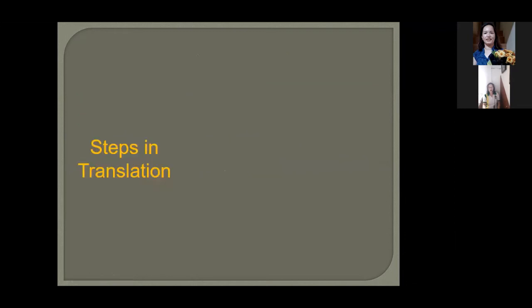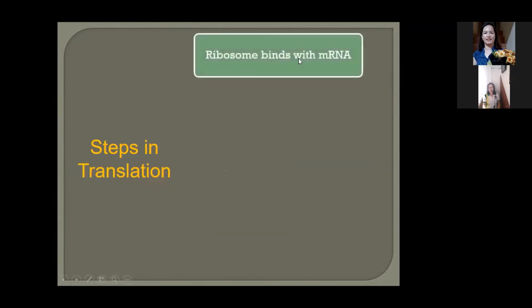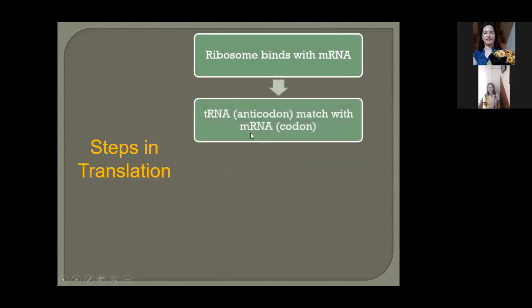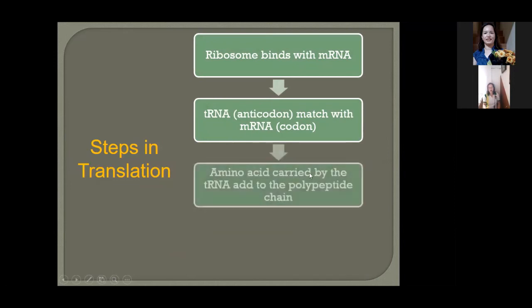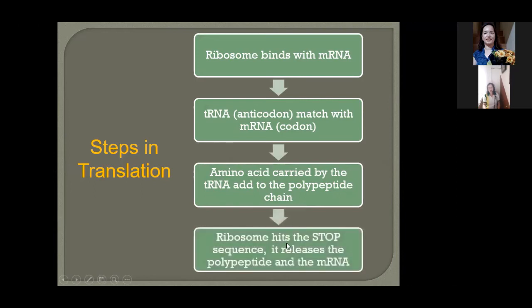Okay, so for the steps in translation, the ribosome binds with the mRNA. So this is the one that moves into the cytoplasm, the product of transcription. And then this messenger RNA will have the codon. We'll check what a codon is. This will match with the anticodon on the transfer RNA. And the amino acid carried by this transfer RNA is added to the polypeptide chain. And when the ribosome hits the stop sequence, it releases the polypeptide and the messenger RNA.